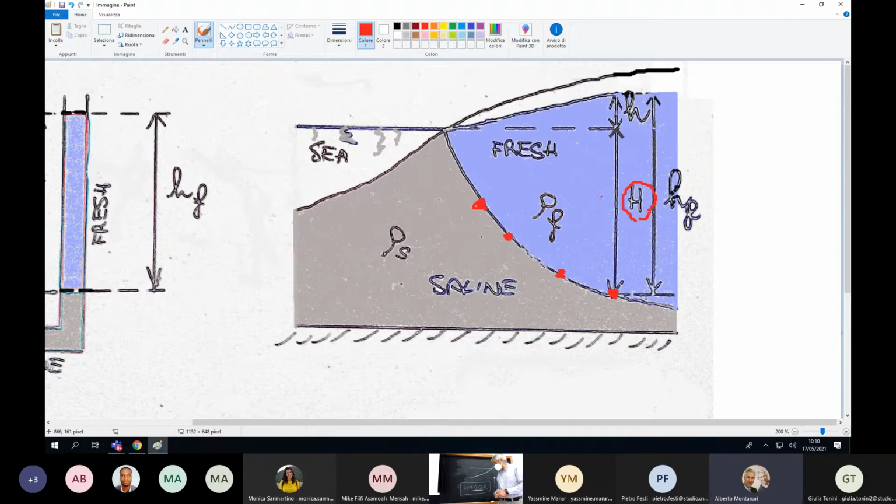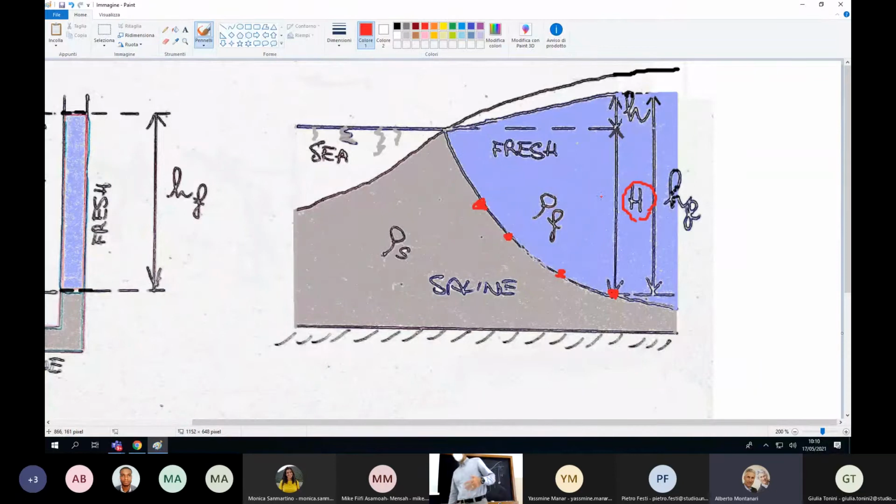Why? One week ago I said, look, 15 centimeters of sea level increase are not much in terms of coastal flooding, but they are very important in terms of saltwater intrusion. And the reason is that there's an amplification of effects, something that we need to consider.